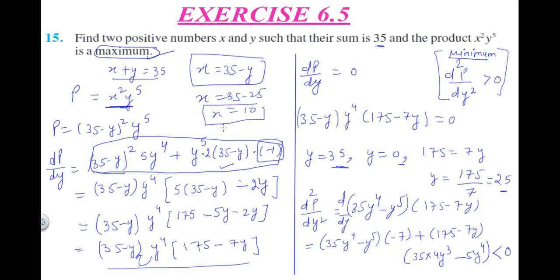10. Clear? So now I have solved how? By putting the value of x in the expression. Some of you can solve it by putting the value of y. You are going to definitely get the same answer. So what are the two positive numbers here? 25 and 10. Clear? Let us move to another question now.